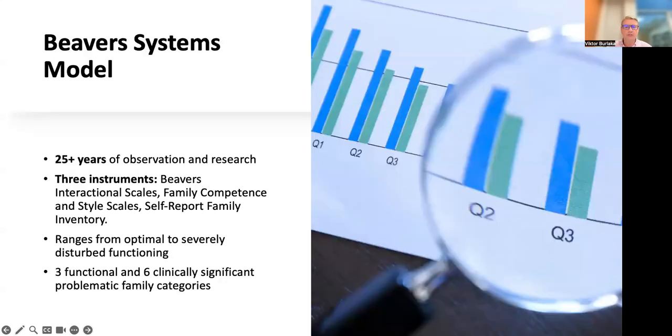The Beavers system model, which was developed through extensive research and clinical observations over 2.5 decades, provides a critical framework and tools for understanding and evaluating family dynamics and functionality. The model incorporates Beavers' interactional scales, family competence and style scales, and self-report family inventory. It categorizes families as either inward focused, centripetal, or outward focused, centrifugal. By synthesizing these axes, the model reveals 9 distinct family groups, delineating between functional and problematic ones that require clinical intervention.